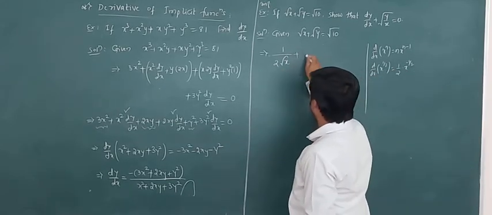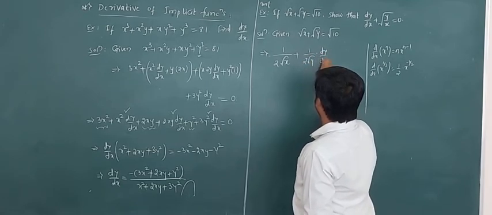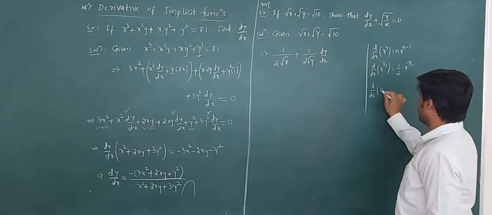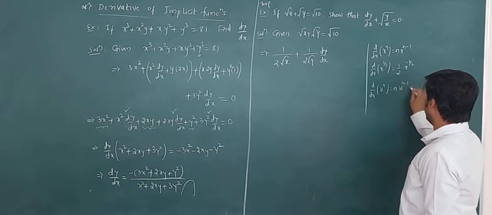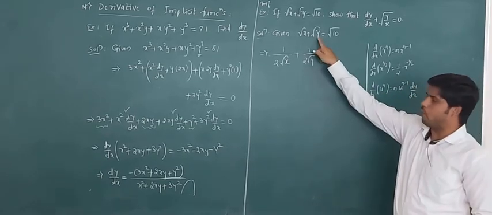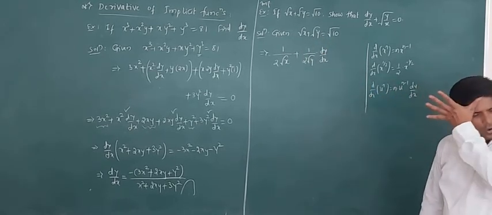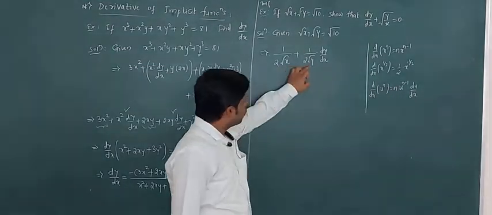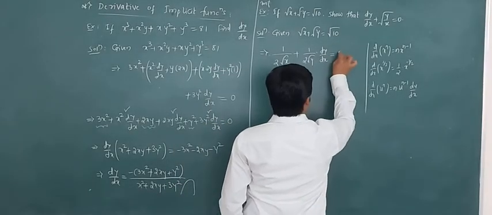Plus here also root y, 1 upon 2 root y into dy by dx. Because by using d by dx of u to the power n is equal to n into u to the power n minus 1 into du by dx. Here in place of u we have y, in place of n we have 1 by 2. Root y can also be written as y to the power 1 by 2. So therefore 1 upon 2 root y into dy by dx is equal to root 10, which is a constant.